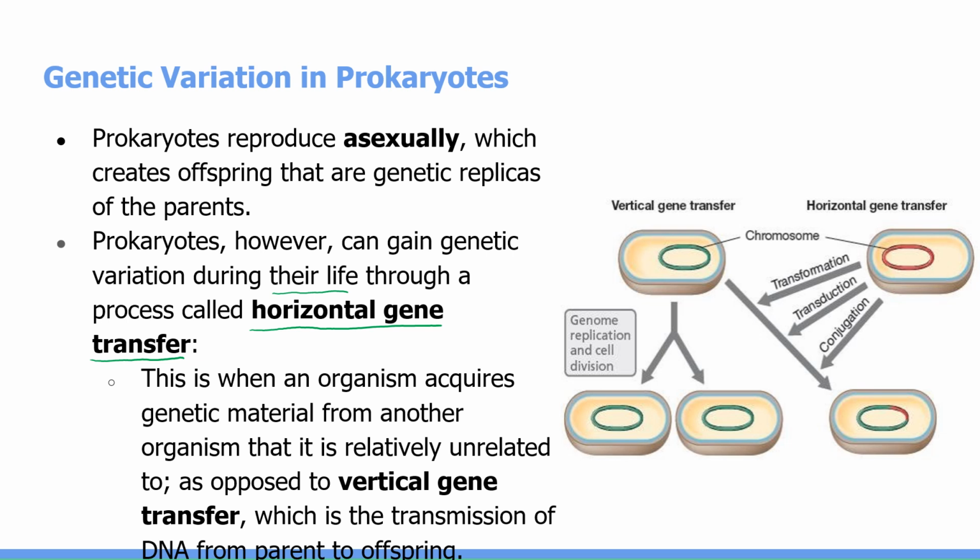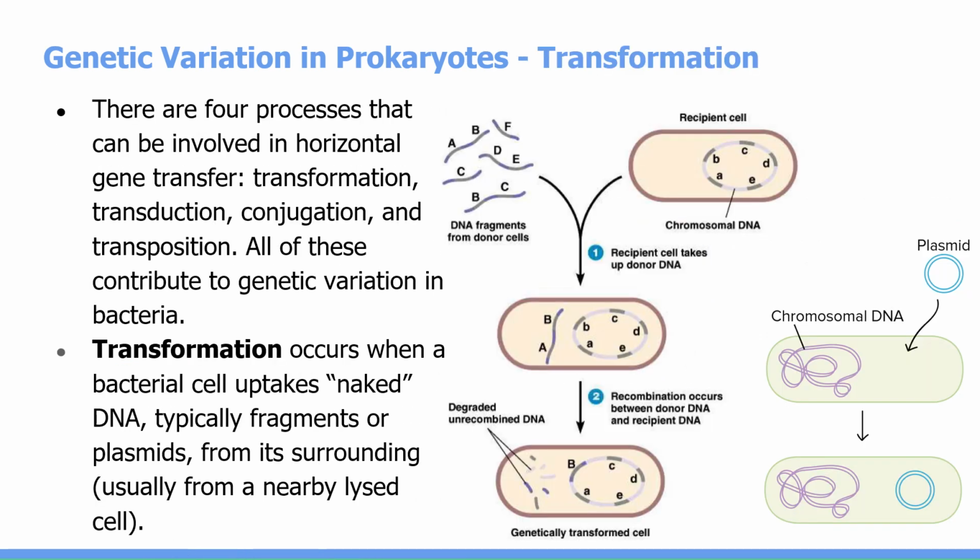So, as listed before, we have different processes of horizontal gene transfer: transformation, transduction, conjugation. Let's start off with the first one, transformation. It occurs when a bacterial cell takes up naked DNA, typically fragments of DNA or plasmids from the surroundings, usually from a nearby lysed cell.